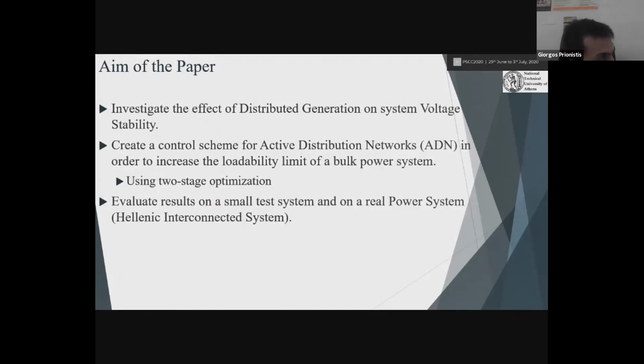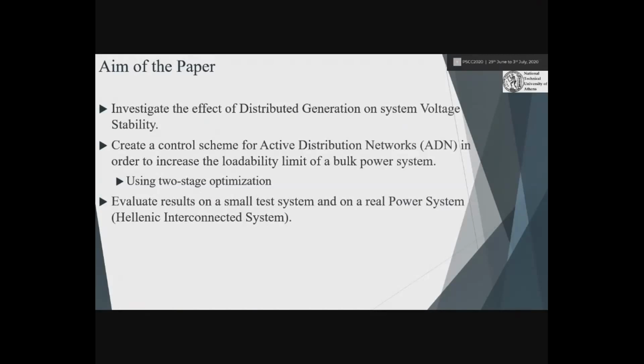So, with the introduction of the active distribution networks, we aim to create a control scheme for the active distribution networks in order to increase the loadability limit of a power system. And for that purpose, we performed a two-stage optimization, one on the system side and one on the distribution side. The results of the control scheme are evaluated on a small test system and on the Hellenic interconnected system.